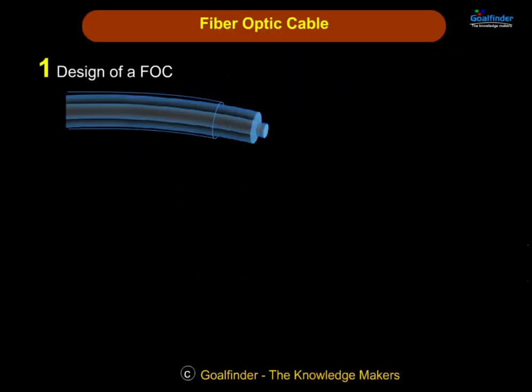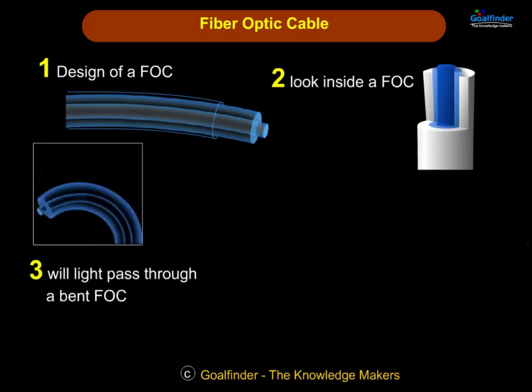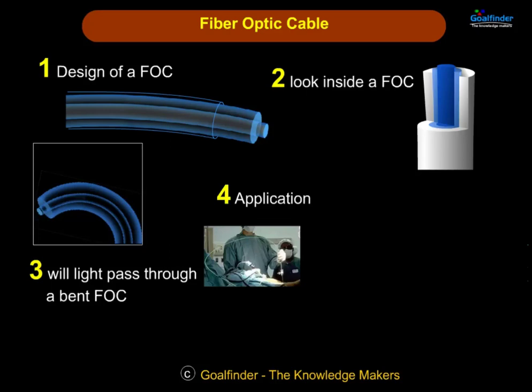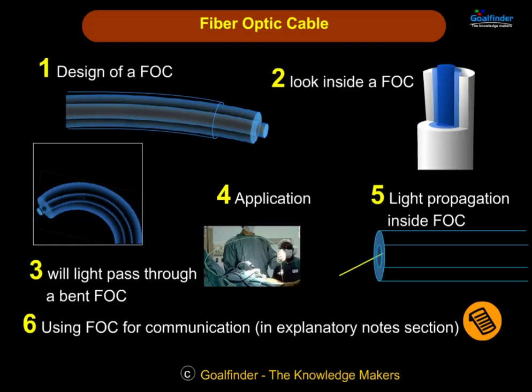Fiber optic cable. Point number 1: Design of a fiber optic cable. Point number 2: A look inside a fiber optic cable. Point number 3: Will light pass through a bent fiber optic cable? Point number 4: Application. Point number 5: Light propagation inside fiber optic cable. Point number 6: Using fiber optic cable for communication.